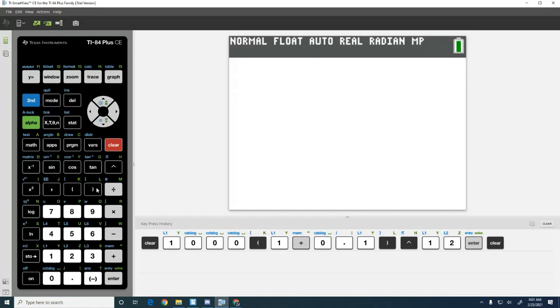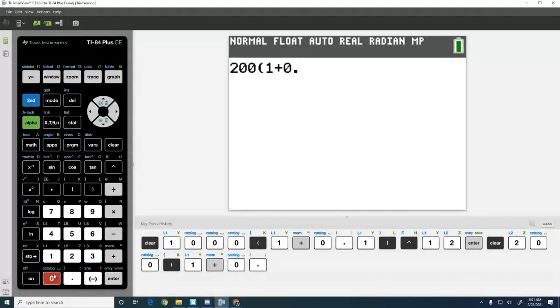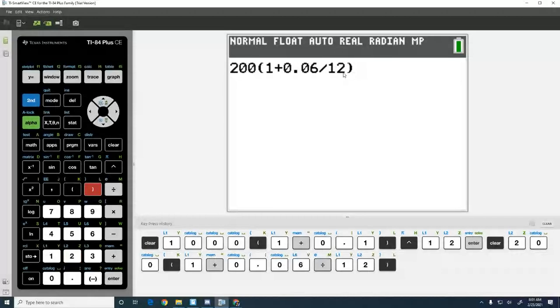So it's going to look like this. 200, the starting amount, parentheses, 1 plus. Now to make a fraction, we're just going to use a division symbol. So 0.06, that's that 6% that he gets per year. But it's compounding monthly, so I'm dividing it by 12 because he gets 1/12 of that interest each month.